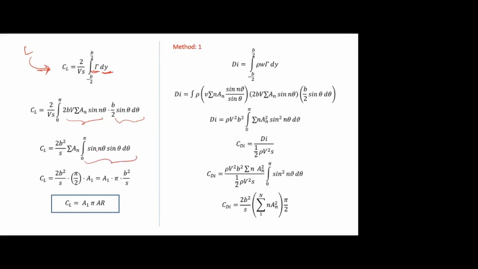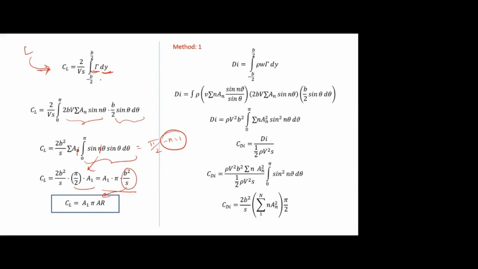Simplify. Okay, we know integral of sine n theta sine theta, the solution is pi by 2 if n is equal to 1. Okay, substitute n is equal to 1 everywhere. So you will get a1 pi by 2. Okay, if you rearrange, you will get a1 pi b square by s. And we know b square by s is aspect ratio. So CL is a1 pi AR. Is it clear?